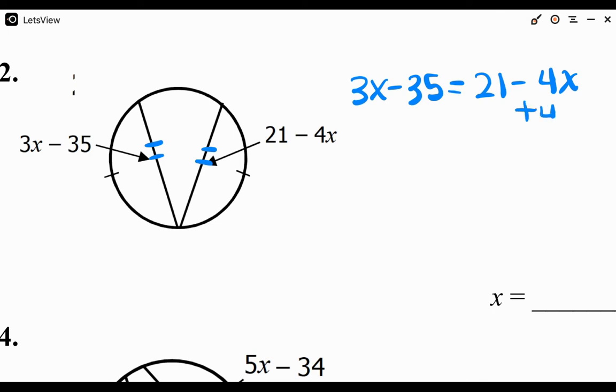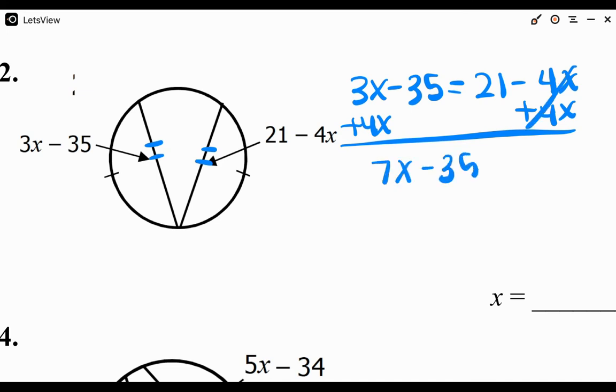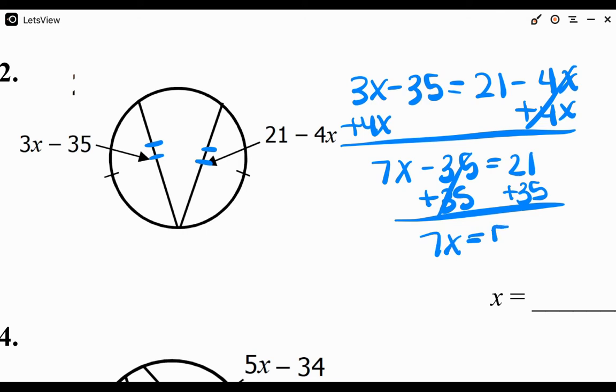So we're going to add 4x on both sides. So we get 7x minus 35 equals 21. Add 35 to both sides. We get 7x equals 56. Last step is just dividing by 7. We get x equals 8.